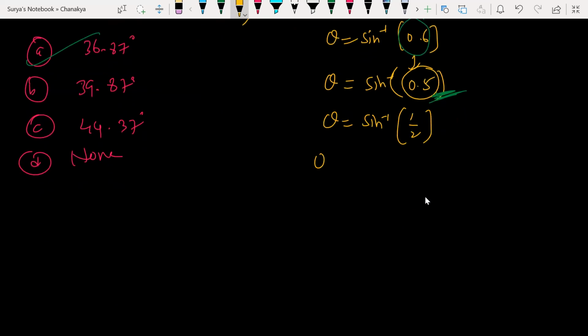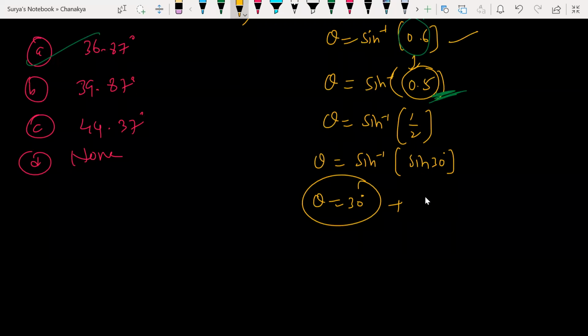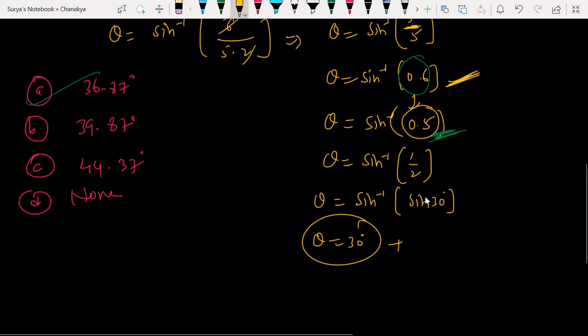So theta is equal to sine inverse of 1 by 2. 1 by 2 can be written as sine 30 degrees. You understand or not? Yes, sir. So sine inverse and sine will get cancelled. So theta will be 30 plus. Why? Because we took 0.5, but actual is 0.6. So of course it will be 30 plus, right?